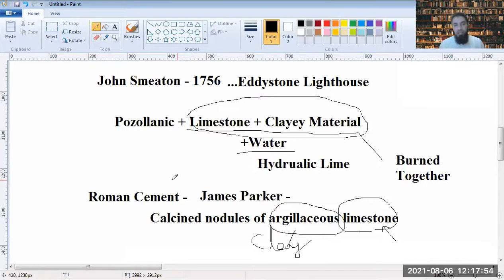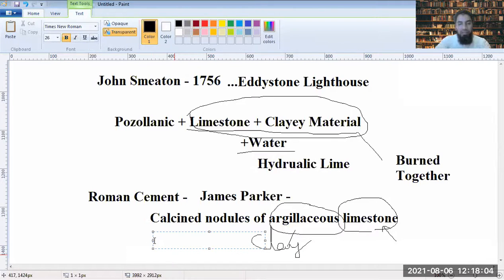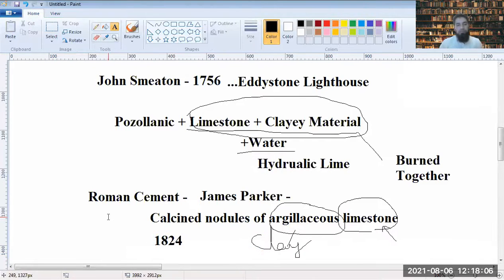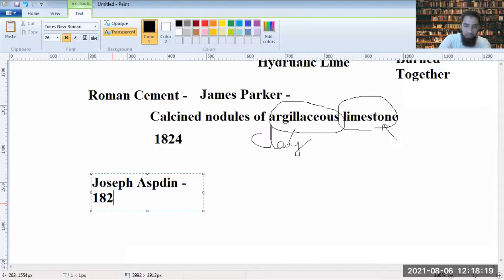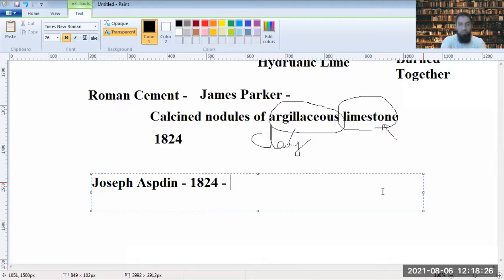So this was the Roman cement, developed by James Parker in 1824. Then you had one more type of cement, which laid down what we are using today. Joseph Aspdin, in 1824 again, developed what is today known as Portland cement.